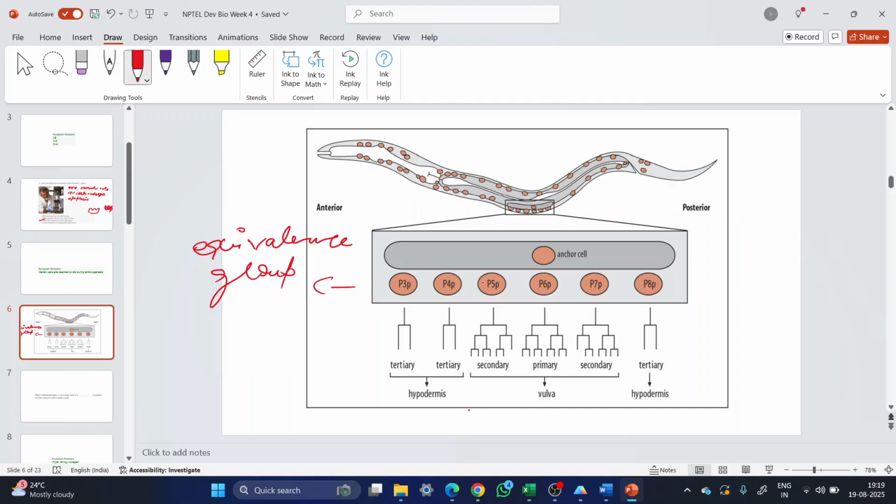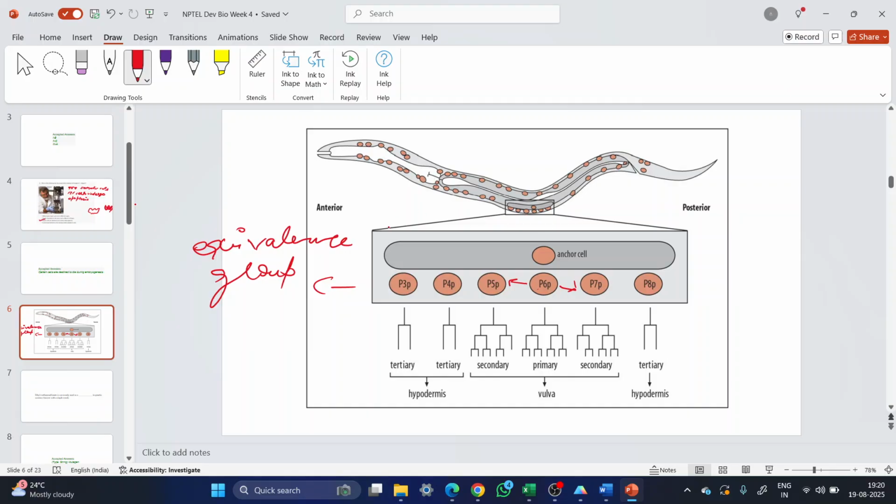Whereas the cells adjacent to P6, which are P5 and P7, receive a lesser amount of the inductive signal coming from the anchor cell, and therefore they become the secondary vulva cells. These P5 and P7 also receive some signal from P6 through lateral signaling, which goes like this. And P3, P4 and P8, which do not receive any inductive signal from the anchor cell, do not form vulva and they become the hypodermis.